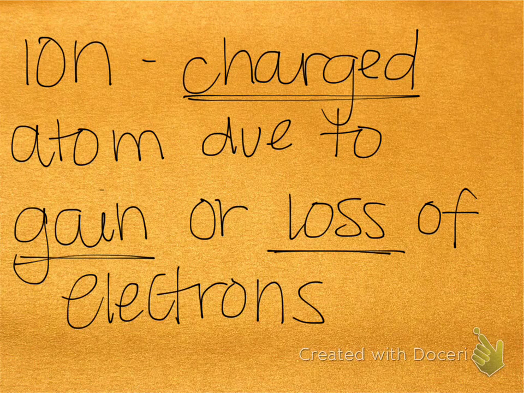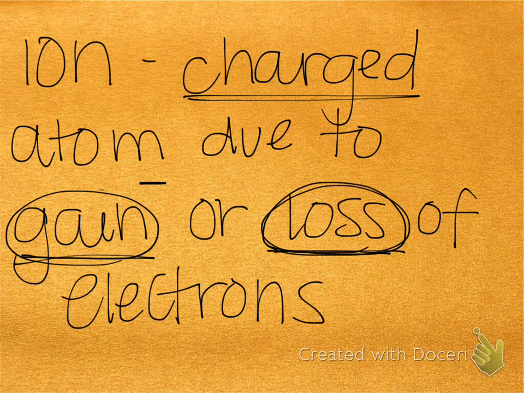Okay, so now what you're going to have to remember a lot is that electrons have a negative charge. So if we gain a negative charge, you're going to have something become more negative. Okay, if you lose a negative charge, it's going to become more positive. Okay, so we're going to do some examples here, but just keep in mind that your electrons have a negative charge.